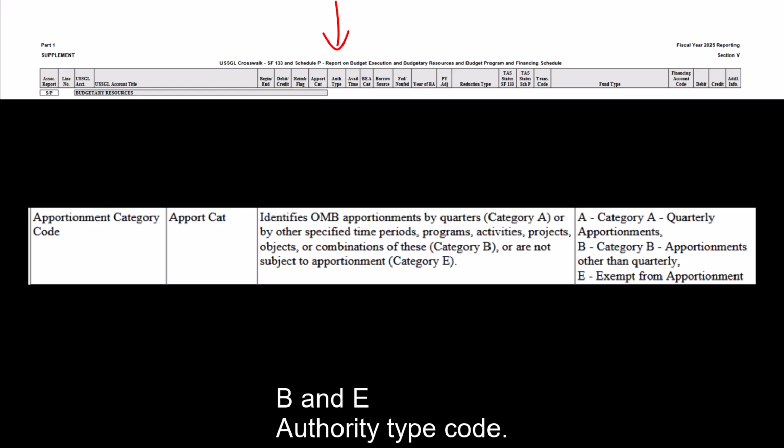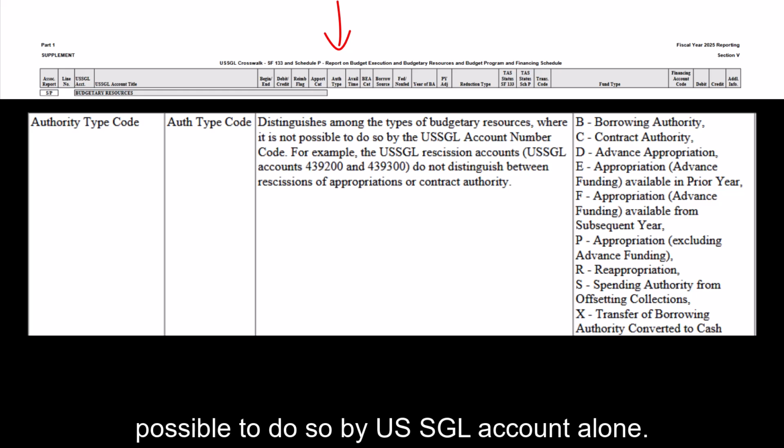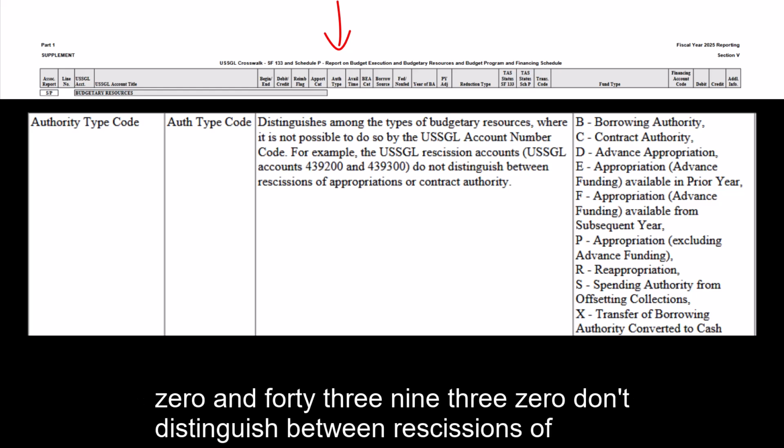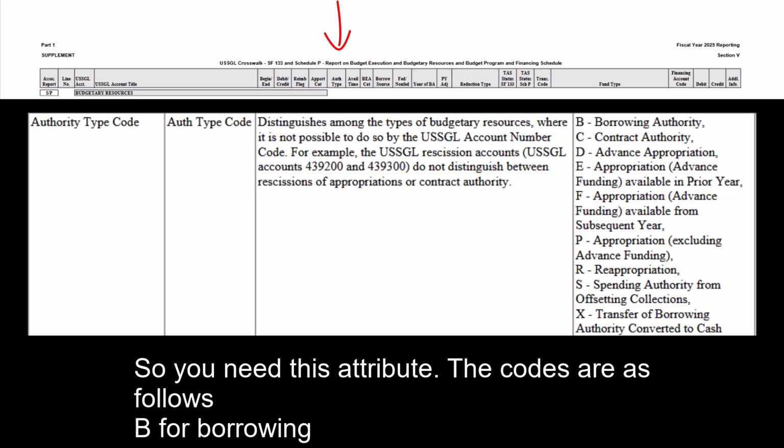Authority type code. This distinguishes among various types of budgetary resources when it's not possible to do so by USSGL account alone. For example, USSGL rescission accounts 43920 and 43930 don't distinguish between rescissions of appropriations or contract authority. So you need this attribute. The codes are as follows.